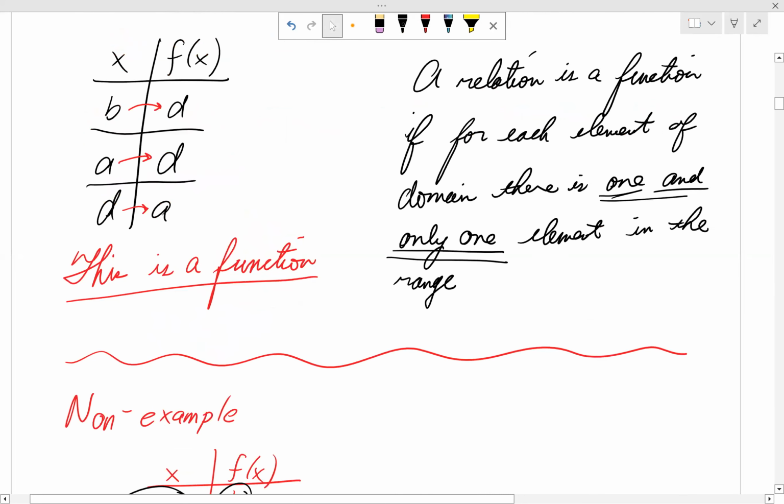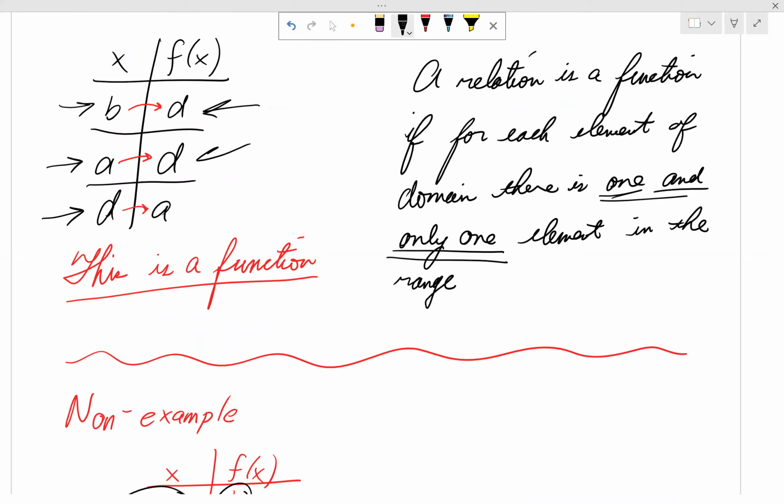Here, each of our elements, B, A, and D, mapped to only one element. It's okay if we have repeats on this side, the f of x side, but we can't have repeats on this x side that don't match up.